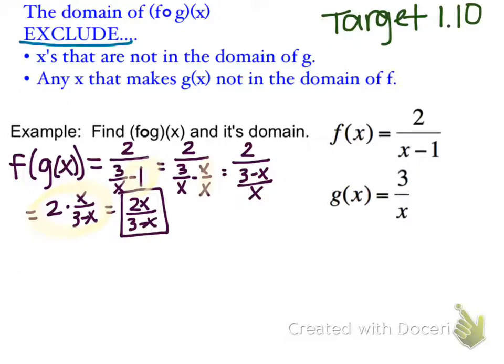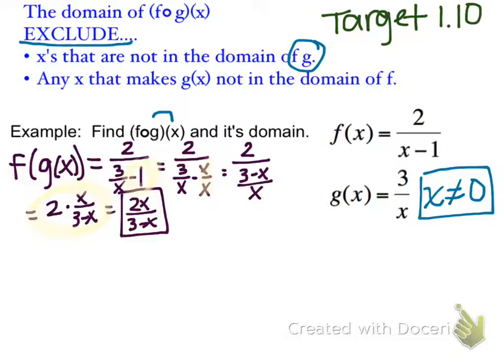The first thing is we need to look at the inside function, in this case the g function. And we want to exclude any x's that won't work there. So looking at this g function, I can see that right away x cannot be 0. If x is 0, we're going to have a 0 in the denominator. So that's the first thing we have to exclude, is 0. Now notice, had we just used our answer for f of g of x, we would have missed that 0 right now.